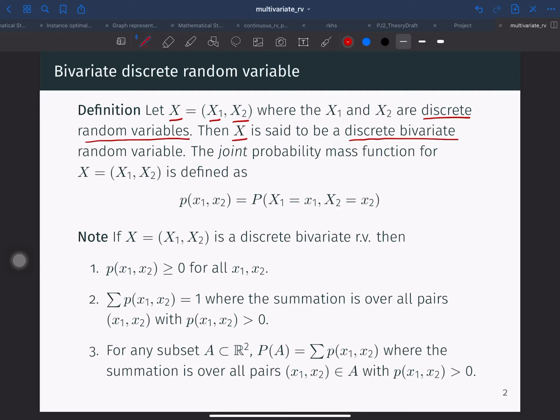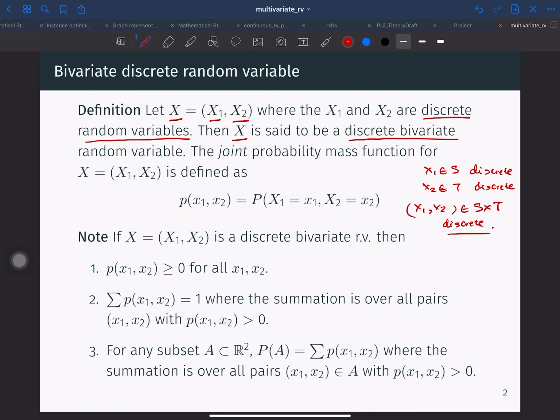So for example, if X1 belongs to the set S, which is discrete, and X2 belongs to the set T, which is also discrete, then (X1, X2) will belong to the set S Cartesian product with T, which is also going to be discrete. That's why X is referred to as a discrete bivariate.